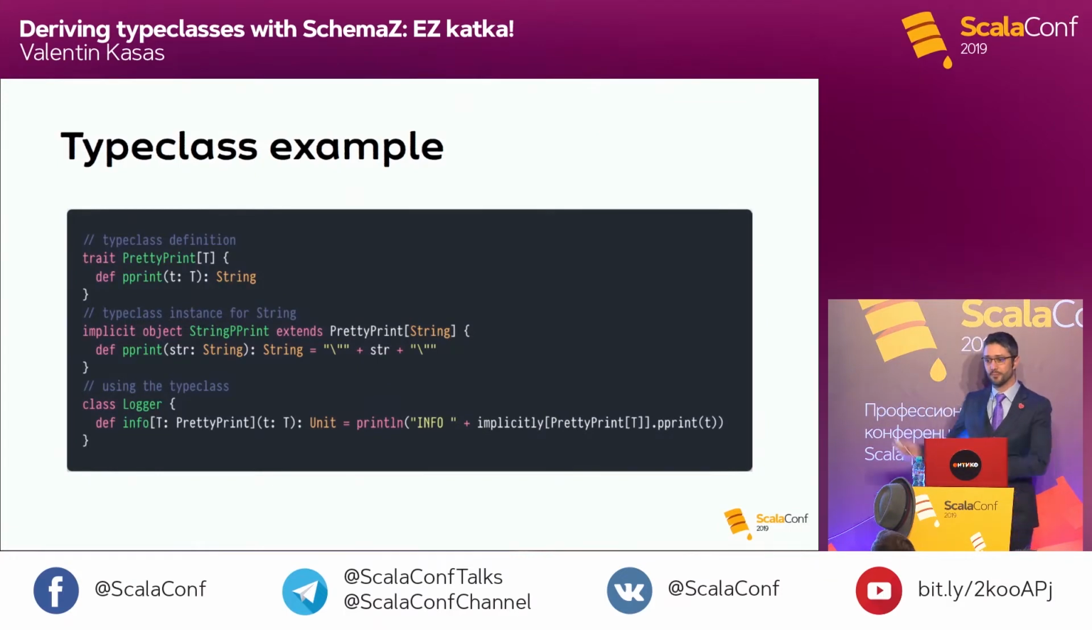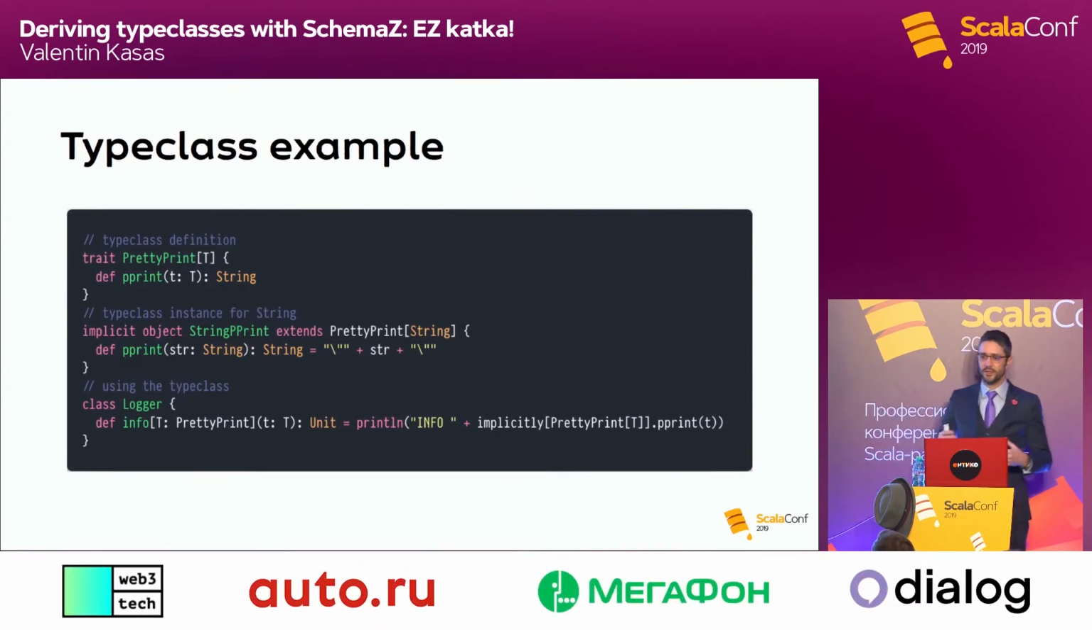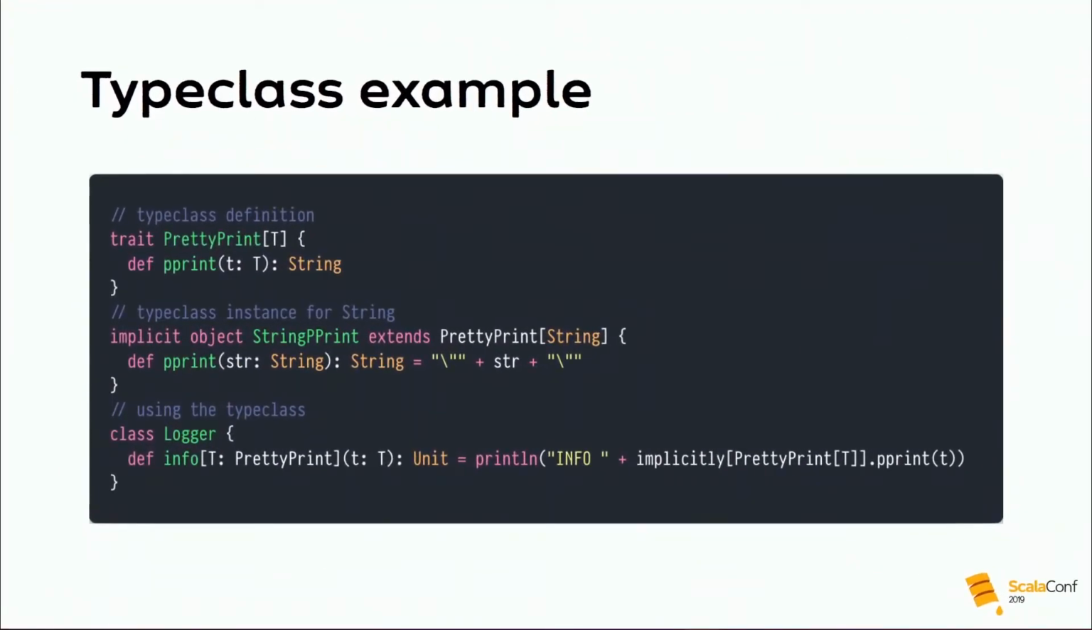So, for example, this example is not really a type class because it doesn't have laws, but it's simple enough to make it pretty understandable. I hope you can read the code from the back of the room. So we have three elements. We have first the definition of a type class. It's a trait with a type parameter and a few methods.